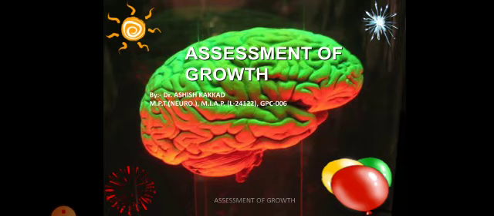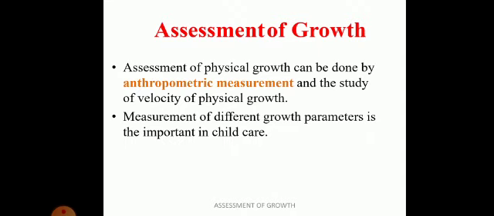So in short, growth is an anatomical change, and development is a physiological change. In today's lecture we are learning about the assessment of growth. How can we assess this growth? Assessment of physical growth is done by anthropometric measurement. Anthropometry is the study of biological characteristics of the human body. As I told, we have to assess the height, weight, BMI, arm circumference, chest circumference, and head circumference of the individual. That is known as anthropometric measurement.